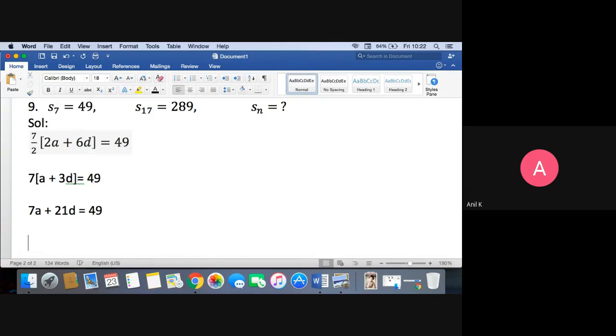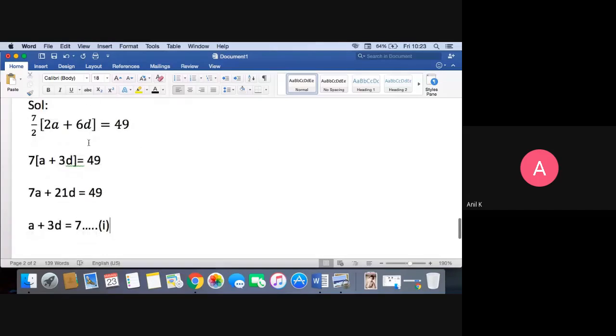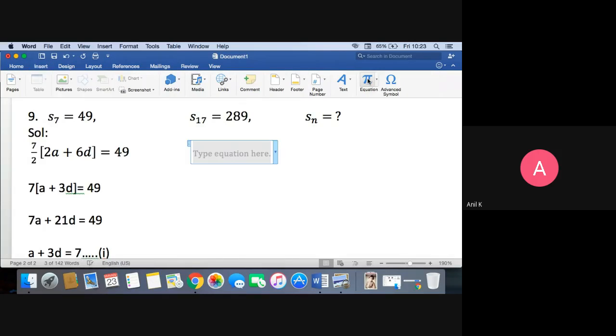If you want further simplification, you can divide each and every term by 7. 7a upon 7 is a, plus 21d upon 7 is 3d, equals 49 upon 7, which is 7. So I divided each and every term by 7, and I got equation number 1 using the S7 formula. Now let's see what I get from the S17 formula. The S17 formula will come as 17 by 2.